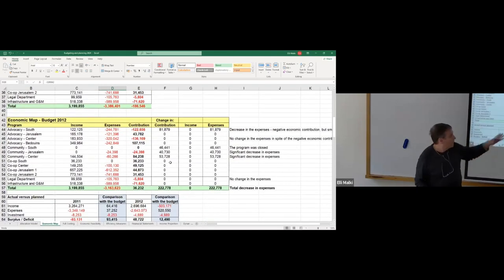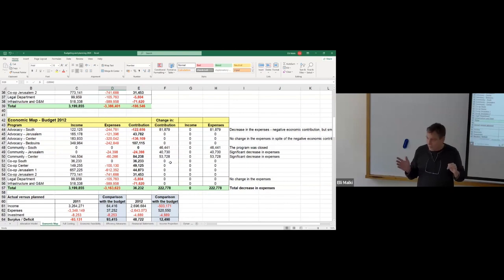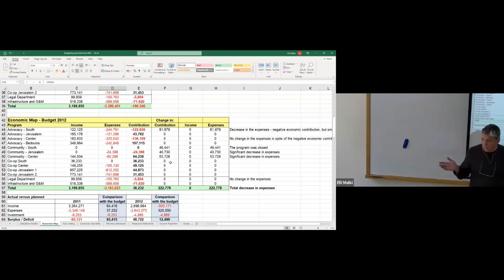So these were the decisions that were made at the time, and the economic map, especially this table of changes, reflects the priorities of the director of this organization. Okay? So that, I guess, answered your question, right?